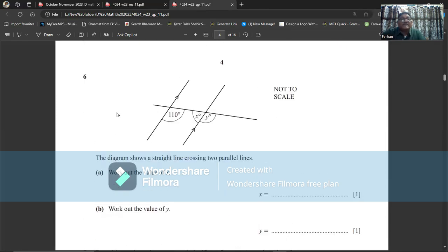We have question number 6 here. It says the diagram shows a straight line crossing 2 parallel lines. We call that a transversal line. Work out the value of x. You see these are the 2 parallel lines. This is the transversal line.